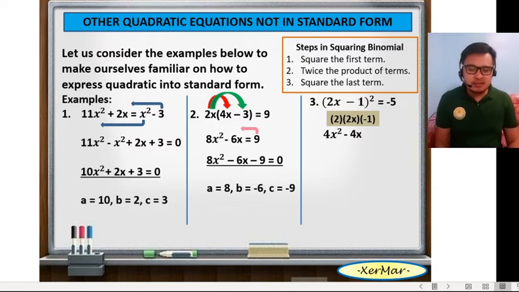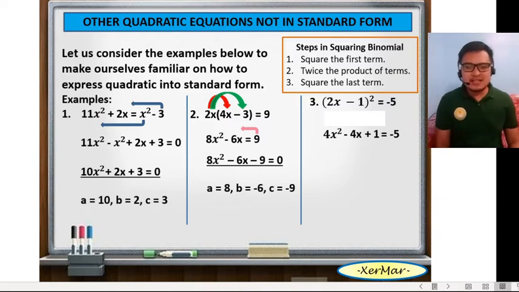Okay? Next. Number 3. Square the last term. Ano ba ang ating last term? Ang last term ay negative 1. Okay? So, pag sinabing squaring, again, multiplying to itself. So, we have negative 1 times negative 1 equals 1. Yan. So, positive 1 and then equals negative 5.